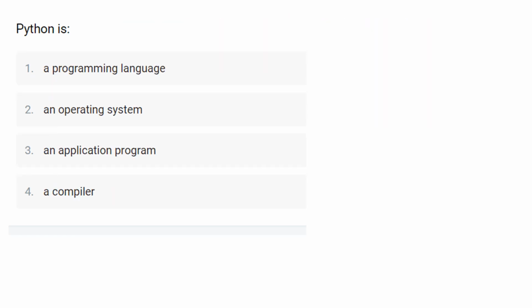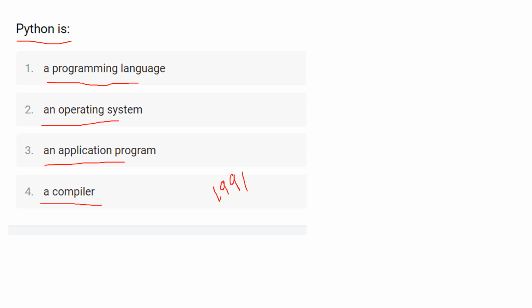Python is. So here in this question they ask you about Python, for which the first option is a programming language, second one is an operating system, third one is an application program, and the last one is compiler. Okay. So here Python is an interpreted, high level and general purpose programming language. Okay. And it was created and first published in the year 1991.